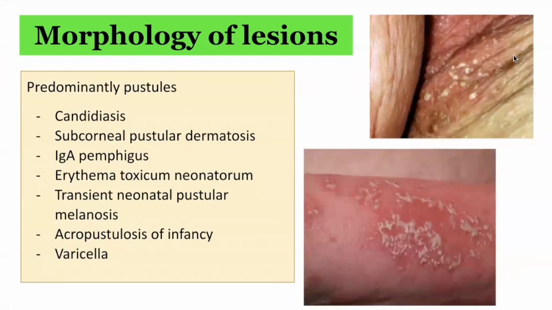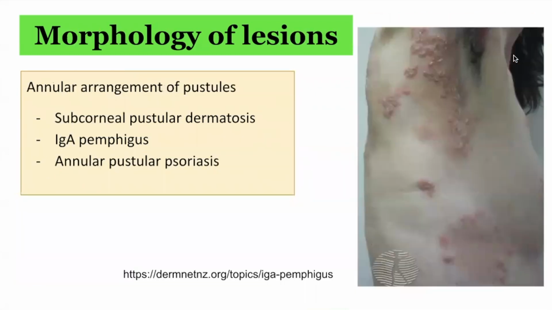The next group is characterized by predominantly pustules, and there's a variety of dermatoses which are characterized by this, including candidiasis, subcorneal pustular dermatosis, IgA pemphigus, as well as erythema toxicum neonatorum, transient neonatal pustular melanosis, acropustulosis of infancy, as well as varicella. And finally, another group is annular arrangement of pustules, and this is quite characteristic of subcorneal pustular dermatosis, IgA pemphigus, as well as annular pustular psoriasis.